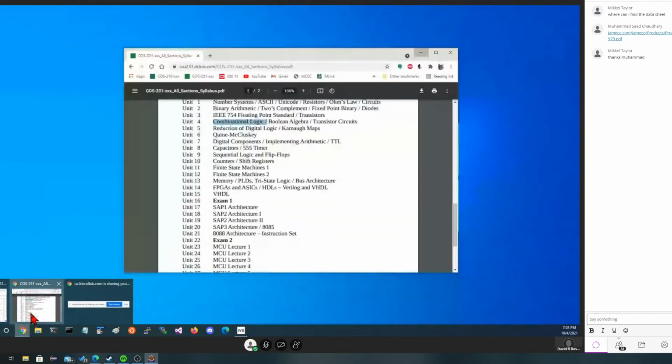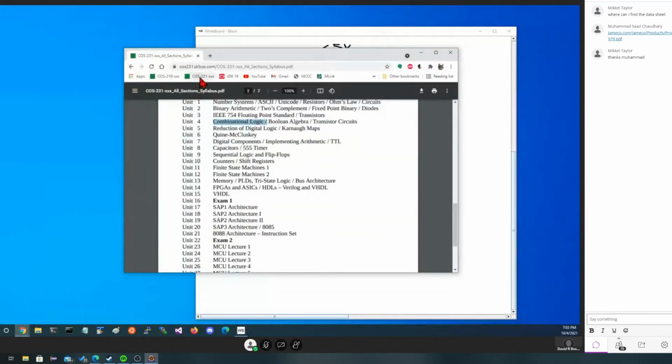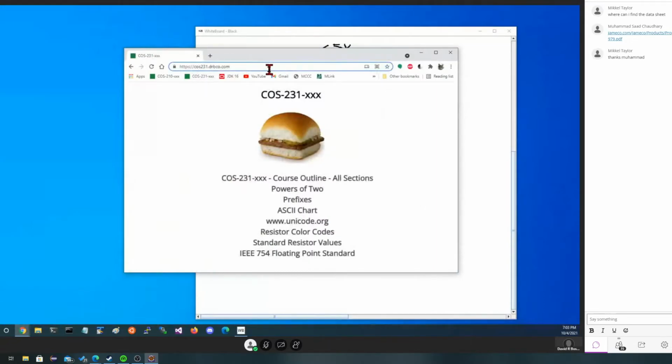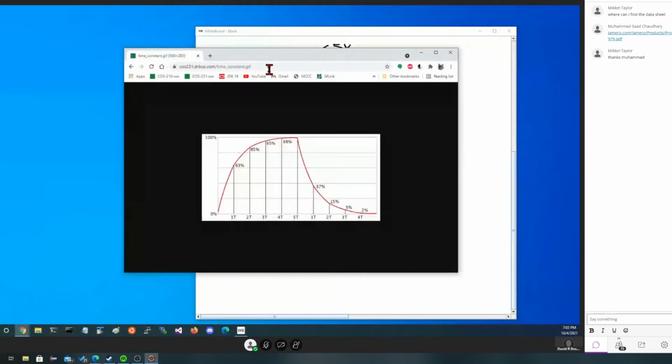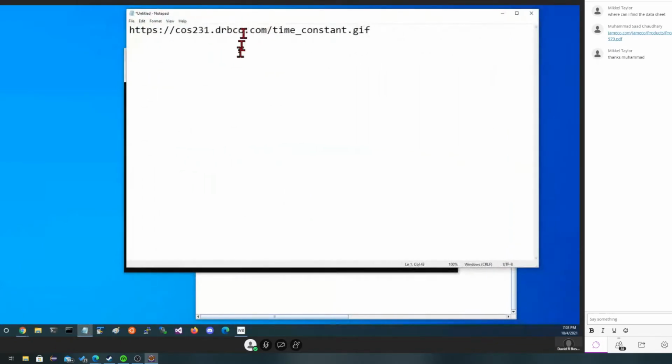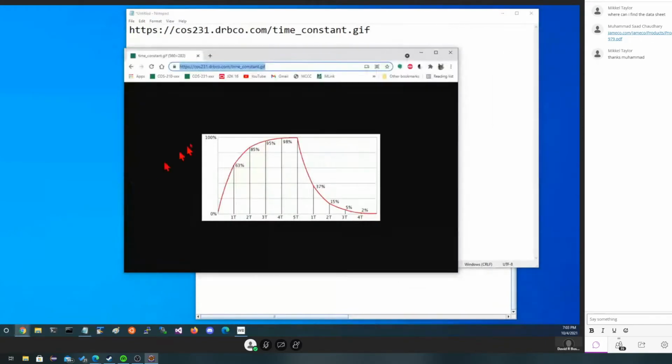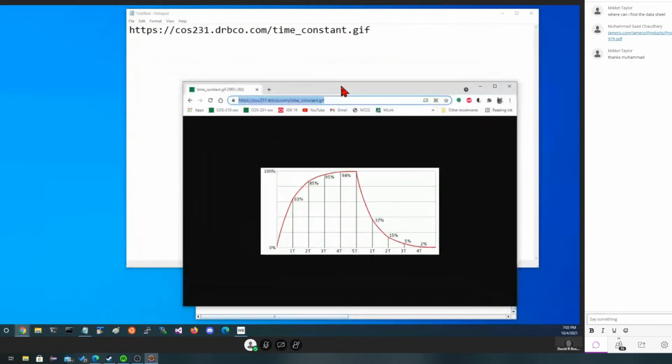Let's pull down a sheet here. We go to our website. You can do this as well. Slash, I think it's called time underscore constant dot GIF. Let me stick this on a notepad so you can copy it. And go ahead and download that, or at least bring it up so you can see it on your screen.